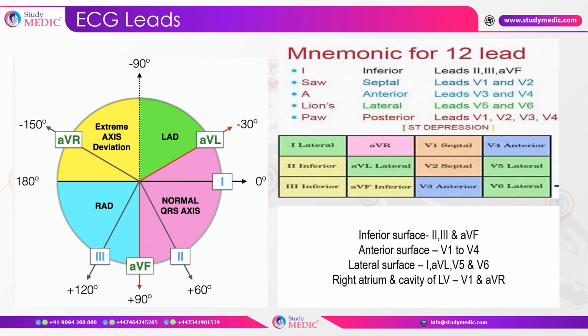SAW stands for septal leads, which are leads V1 and V2. A stands for anterior. Here the leads are V3, V4. Lion's is the lateral leads, which are V5 and V6. And then you have paw, or posterior, where these leads represent ST depression. And which are these leads? They are V1, V2, V3 and V4.